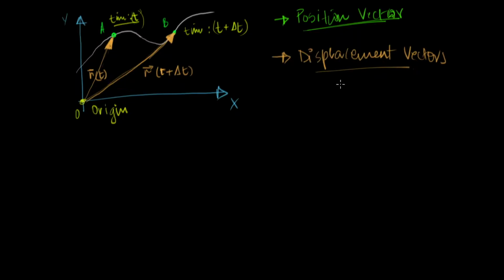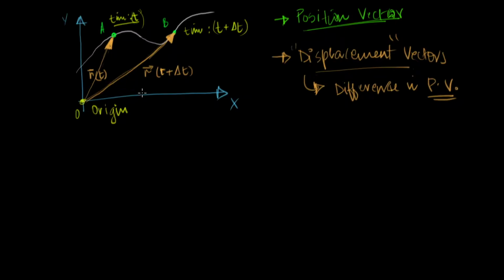So displacement vectors are basically the difference in position vectors. I'm going to call them p dot v dot. And there's a very important reason why we work with displacement more often than position: position vectors are defined with respect to an origin of our choosing.